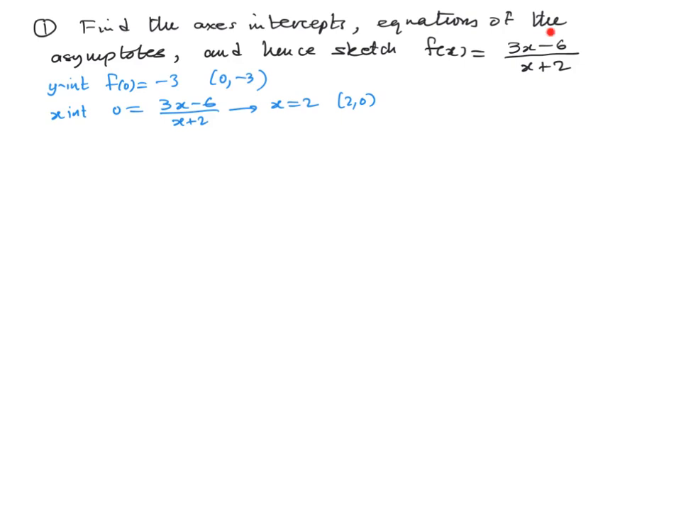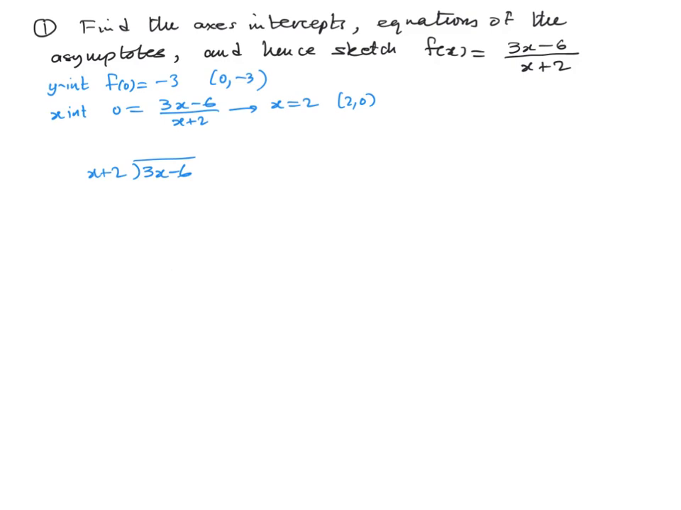Now let's talk about the asymptotes. Well, I can find the vertical asymptote, x not equal to negative 2, so x equals negative 2 is a vertical asymptote, but I have no idea how to find the horizontal asymptote. And this doesn't look like a simple rational function, but I can make it look like a simple rational function by doing long division. So that's what I'm going to do. I'm going to divide 3x minus 6 by x plus 2.